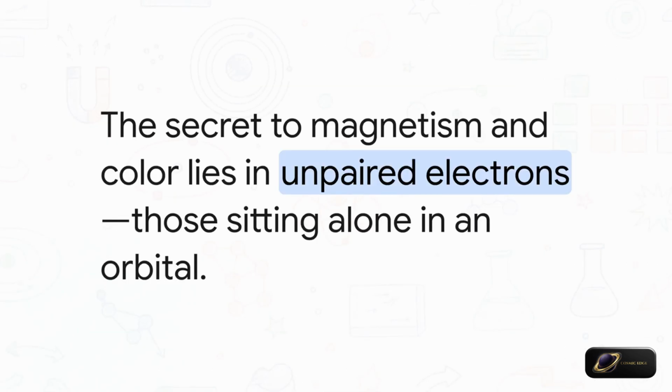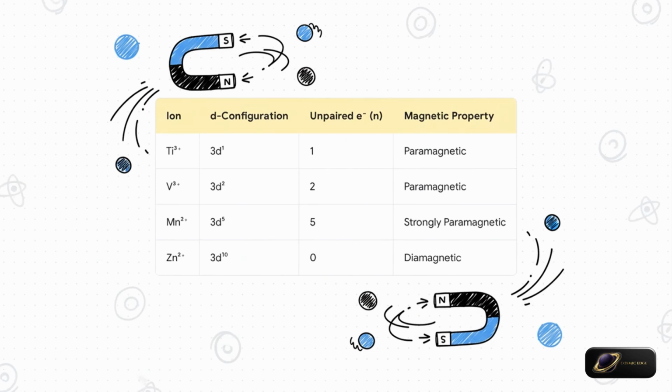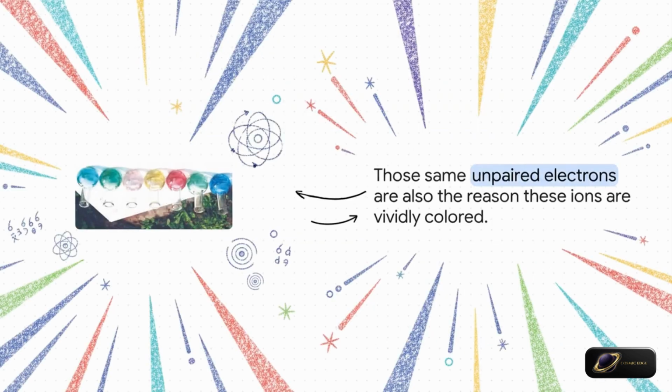Okay, for the next two big ideas, magnetism and color, it all boils down to one simple thing: electrons that are sitting all by themselves in an orbital. We call these unpaired electrons. So every one of these lonely, unpaired electrons is spinning, right? And that spin creates its own little magnetic field. When you have a bunch of them, like in a manganese ion, their tiny fields add up, and the whole ion becomes attracted to an external magnet. That's a property called paramagnetism. The more unpaired electrons, the stronger the attraction. But if you have 0 unpaired electrons, like in a zinc ion, something else happens. The material is actually weakly repelled by a magnet. We call that diamagnetism.